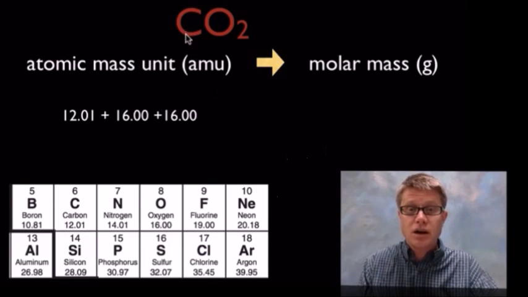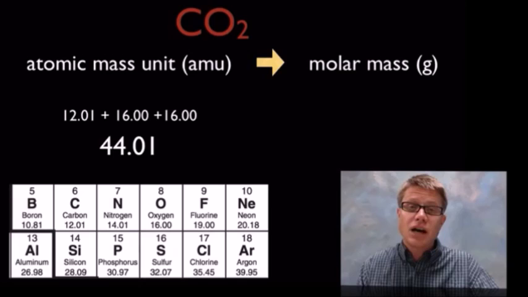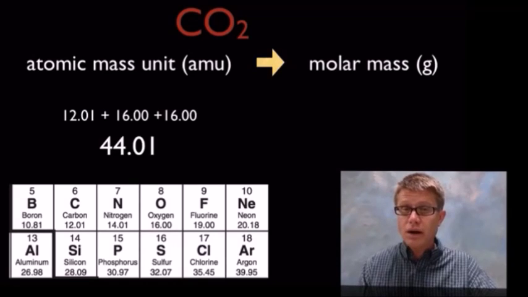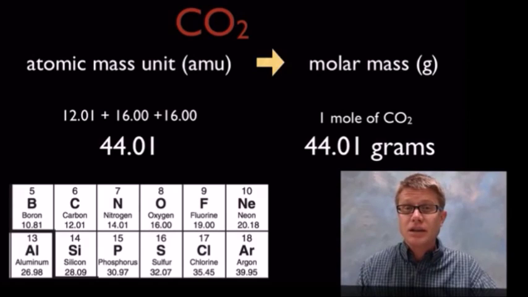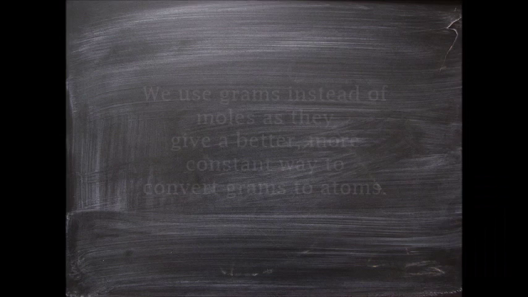And so we have one carbon, so we could look on the periodic table, and the atomic mass of that is 12.01. And then we're going to add two oxygens. Each of those are 16, and on the periodic table we could find it here. And so its atomic mass unit of carbon dioxide is going to be 44.01. 1 mole of carbon dioxide then is going to weigh 44.01 grams.